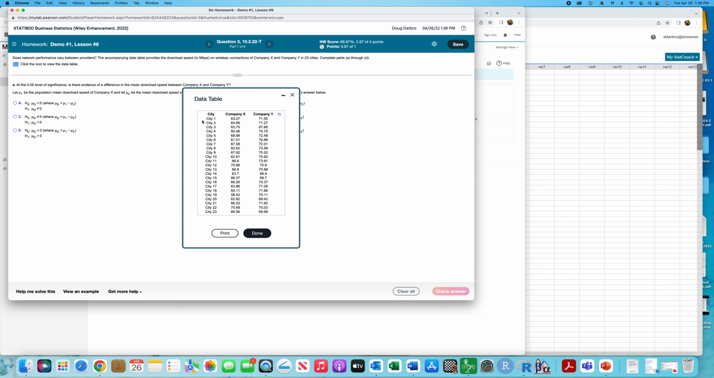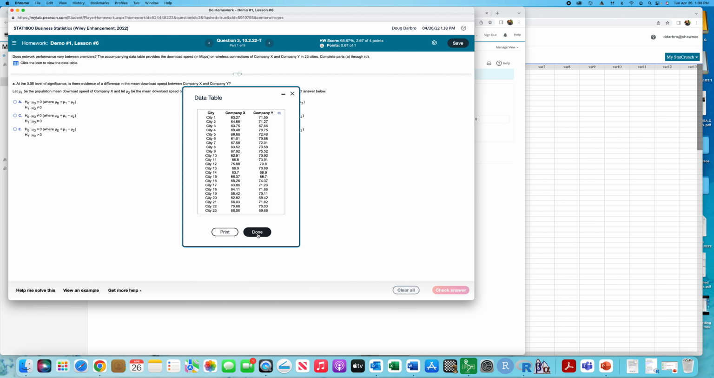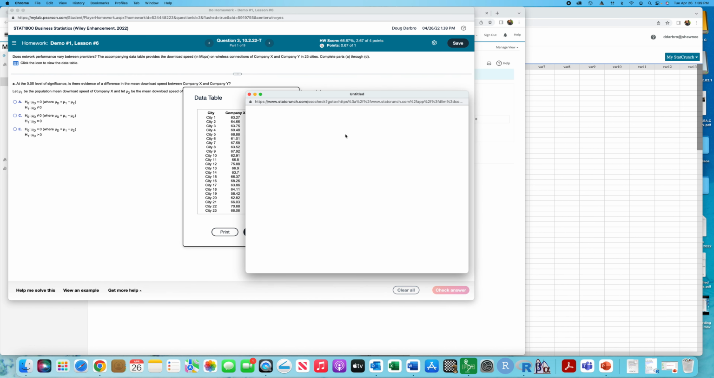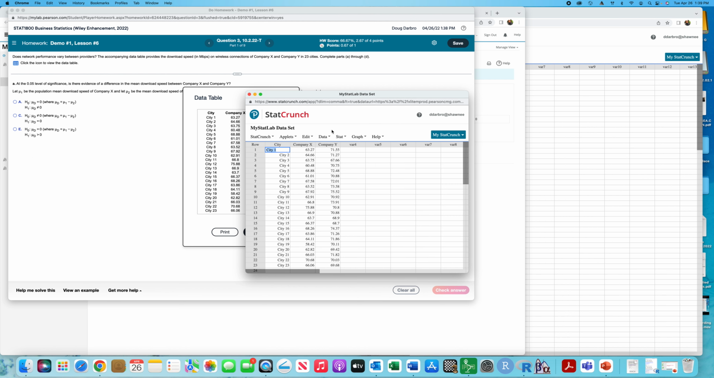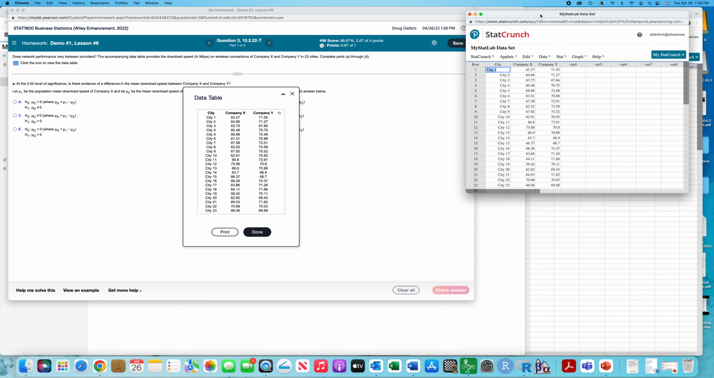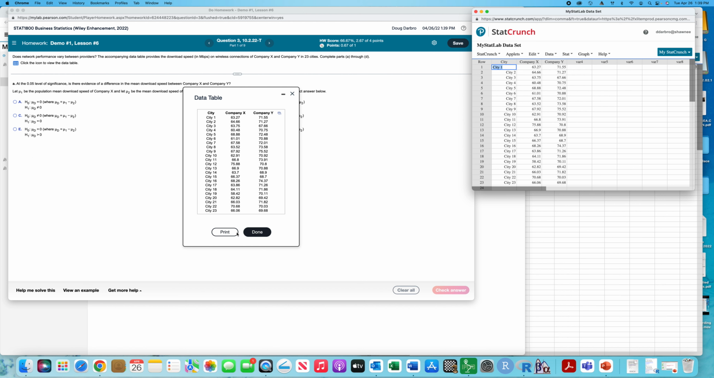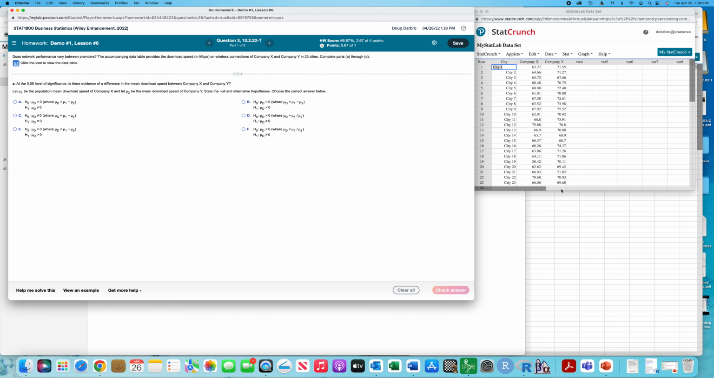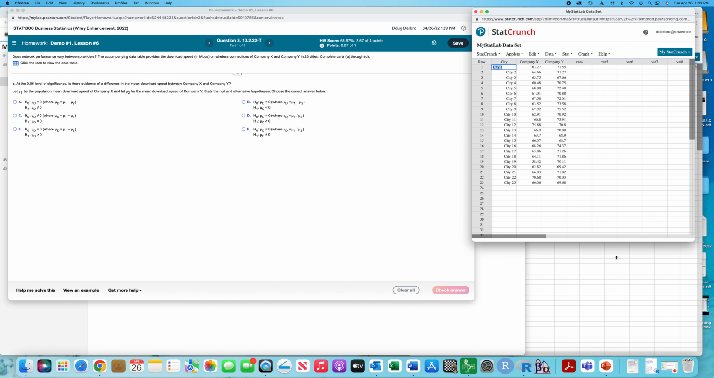City one, let's just say maybe that's Chicago. So we have a measurement on Chicago from company X, and we have a measurement on Chicago from company Y. So we have a repeated measure for each of the cities, each of the 23 cities. The first thing I want to do, although I don't need it for the first question, is open up the data. Unlike an independent samples t-test, I don't need to do any editing.